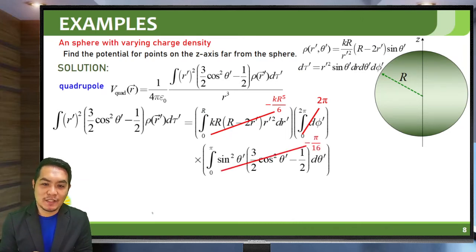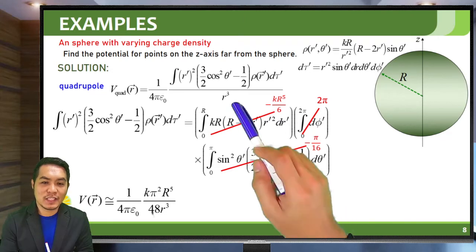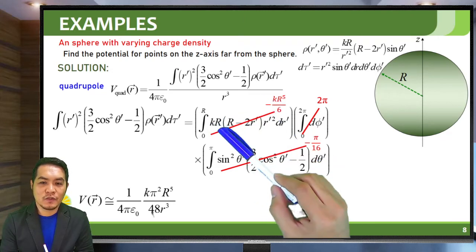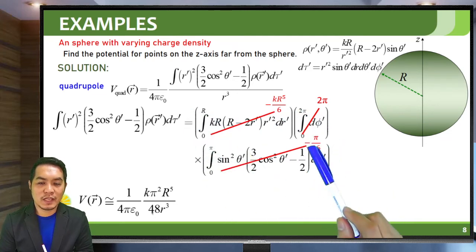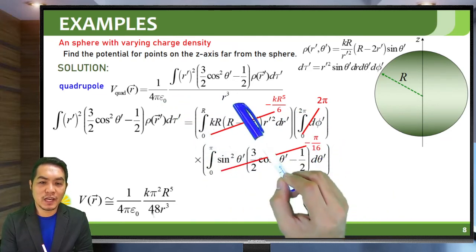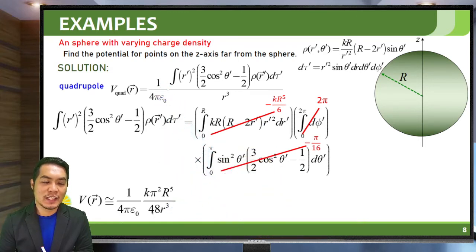So you use this relation to simplify this integral here, and you will get an answer of negative pi over 16. So therefore, for the potential, we can just stop here in the expansion. No need to go to the octupole term, because in this case the quadrupole is the dominant term. So the potential at large r will be just this potential here. You multiply all of these values of the integral, divide by r cubed, and multiply by 1 over 4 pi epsilon naught, and you get this result.